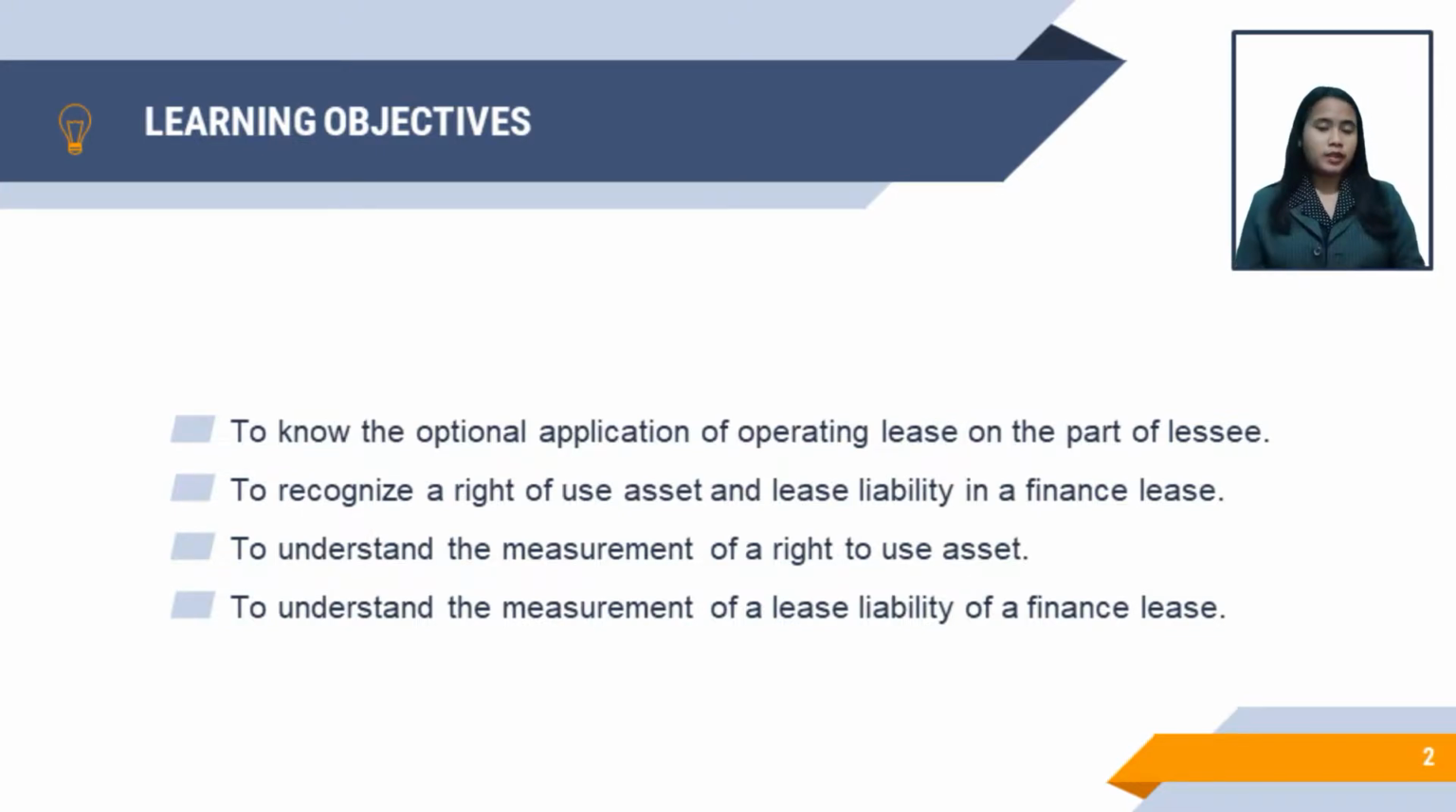And today, we will discuss Chapter 10 of Intermediate Accounting 2, which is Lessee Accounting and its basic principles. In this topic, we will know the optional application of operating lease on the part of lessee, recognize a right-of-use asset and lease liability in a finance lease, understand the measurement of a right-of-use asset, and understand the measurement of a lease liability of a finance lease.